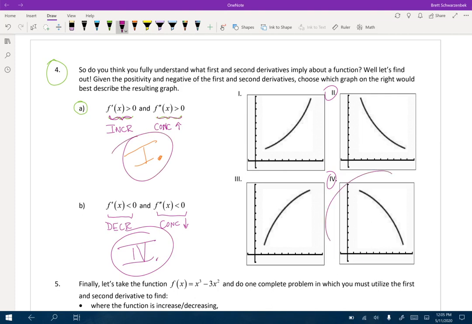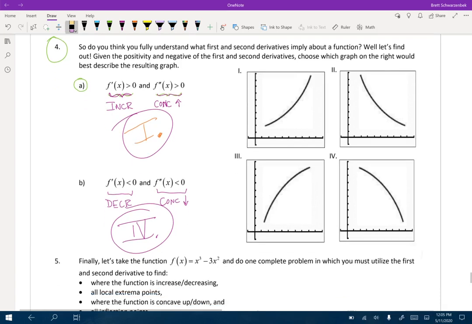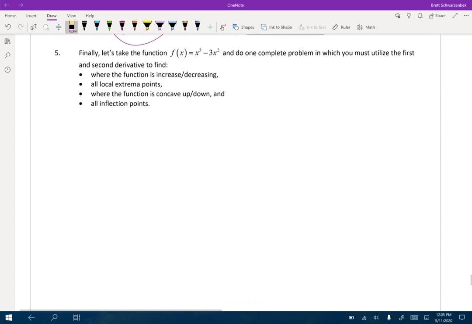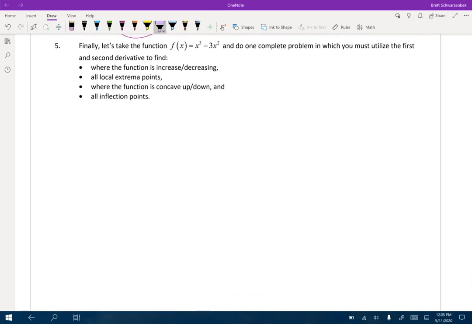So this is a pretty neat concept. I like doing this before I do the big finale problem, just because it really shows you that these two things are completely different concepts, but luckily they're done in very similar ways, which makes the process not so bad in the long run. So what we're going to do now is go through with the function f of x equals x cubed minus 3x squared, and do a complete analysis of this by finding when it's increasing and decreasing, all local extrema, where it's concave up and down, and all inflection points.